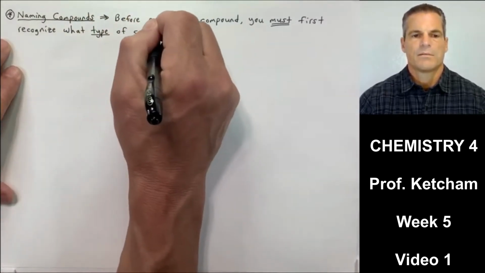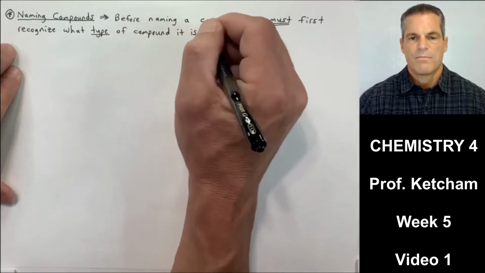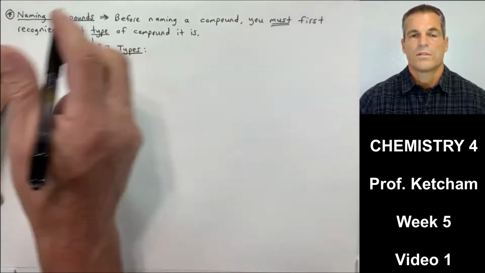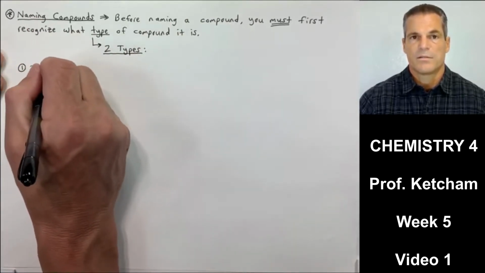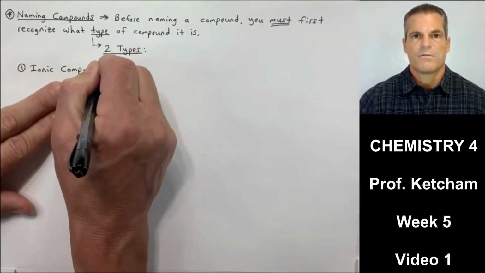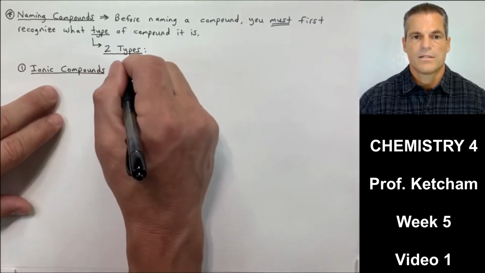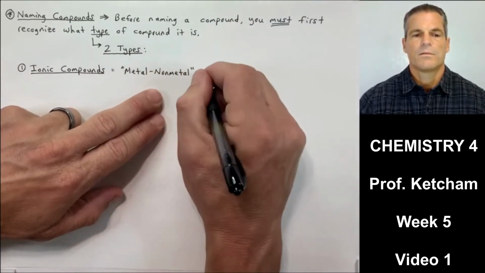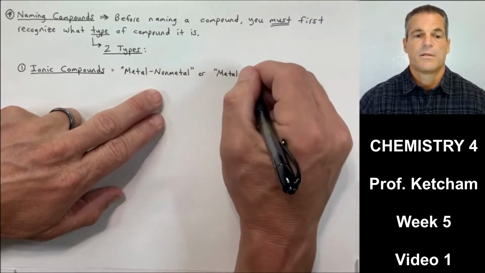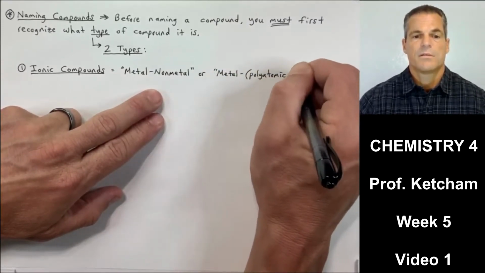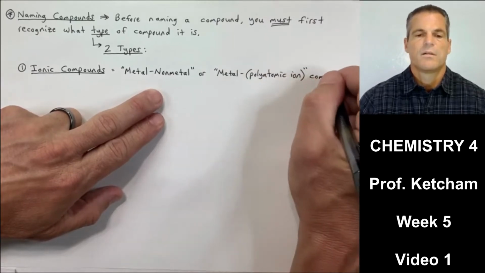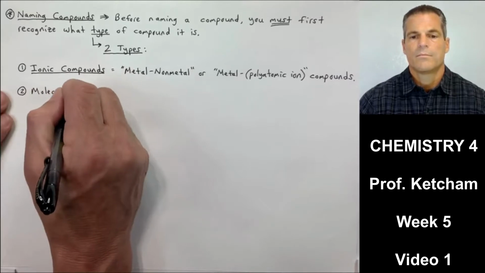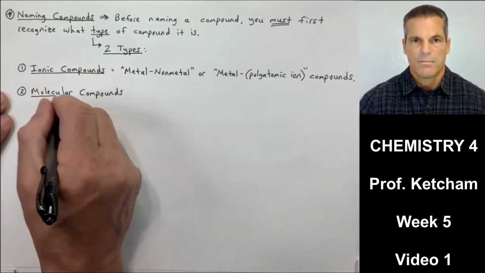So, naming compounds. Before naming a compound, you first have to recognize what type of compound it is. Very first thing you have to do, find out which type of compound it is. And there are 2 types of compounds. Number 1, ionic compounds. Ionic compounds, in a very general sense, are metal nonmetal or metal polyatomic ion compounds.